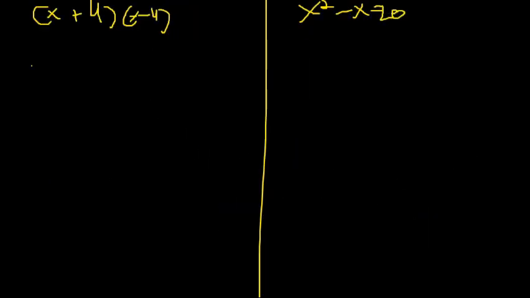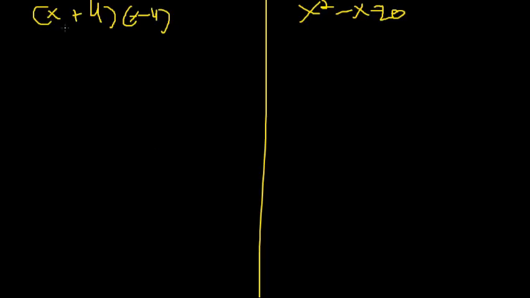Alright, so I got two practice problems right here: x plus 4 times x minus 4, and x squared minus x minus 20. I'm going to let you pause the video if you want to. You have to factor this one and FOIL this one. So you could try doing that, and just pause the video.